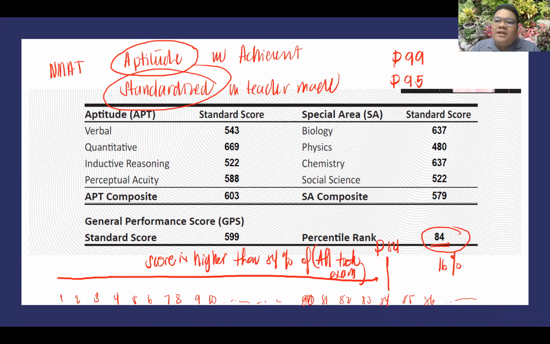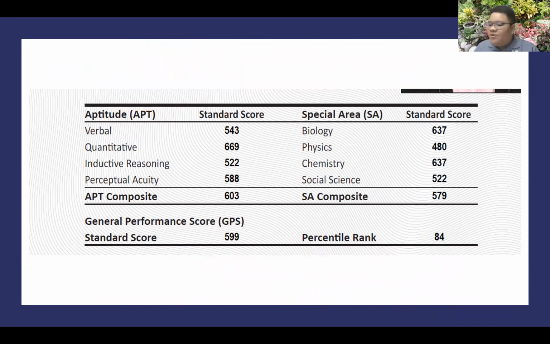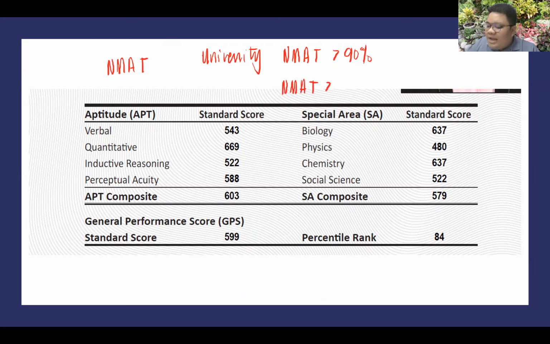Okay? So kailan po yan kadalasan ginagamit? Ginagamit po yan sa standardized test. And for example, if you would look at universities here, okay, para makita nyo yung perspective kung saan siya ginagamit. Halimbawa, class, yung NMAT. There are universities that would require that the NMAT score or the NMAT percentile of their students must be greater than 90%. Okay? Meron din namang university na nagre-require na yung NMAT score nila is greater than 60%.